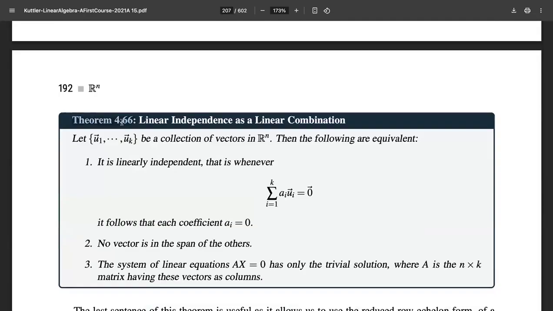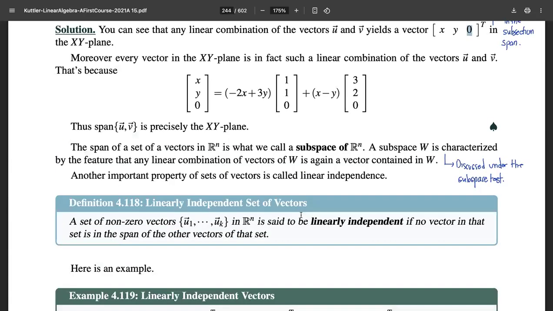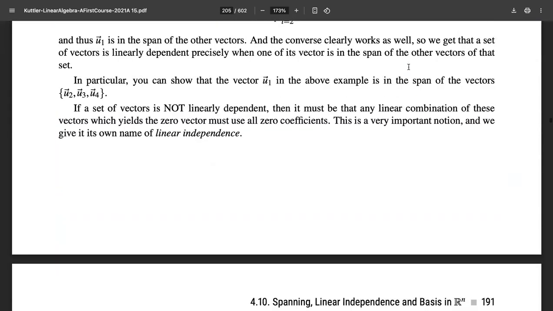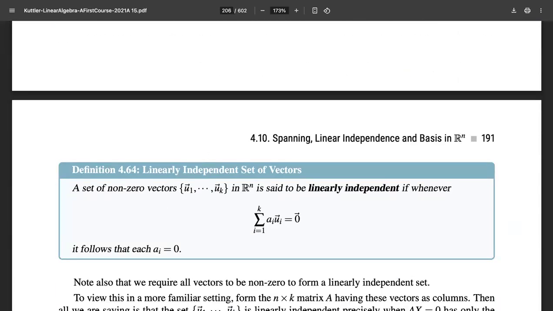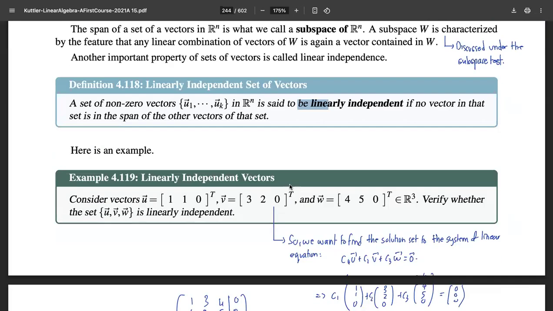So theorem 4.66, they tell us that if it's linearly independent, no vector is in the span of others. So these are equivalent. So we have proved that. So they're using that as an alternative definition. They're not using the original definition, which is this. But the idea is the same. So now we know what linear independence means.